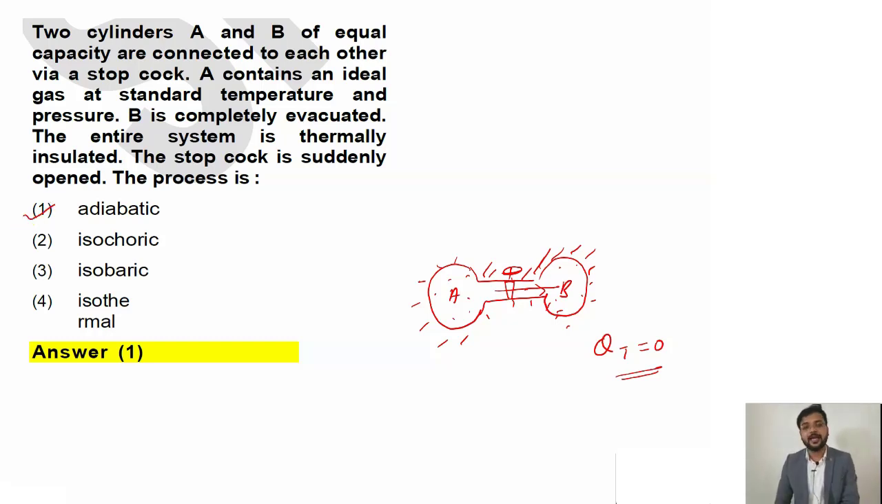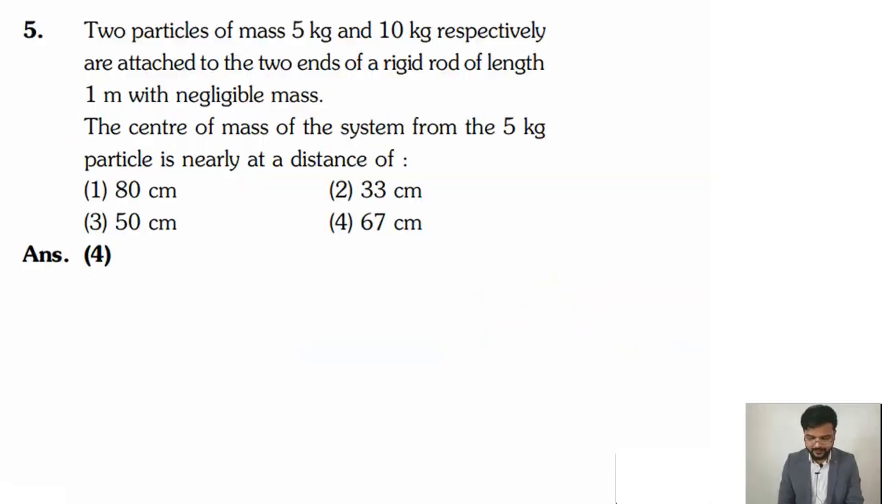Because of that, one thing is what? This is insulated, so heat transfer is 0 over here. Second thing is what? The process is very fast. That's why this is adiabatic. So answer 1 is correct over here.